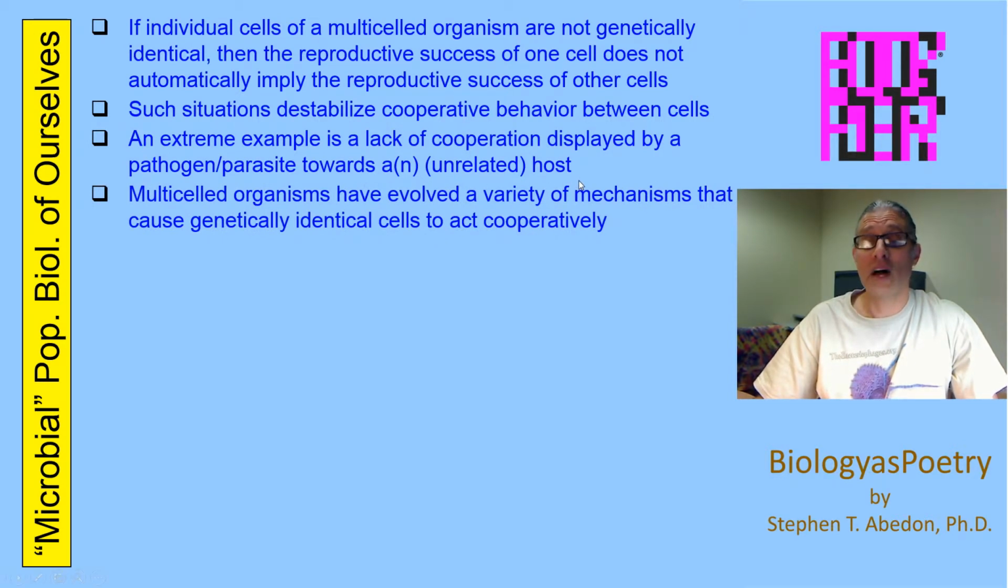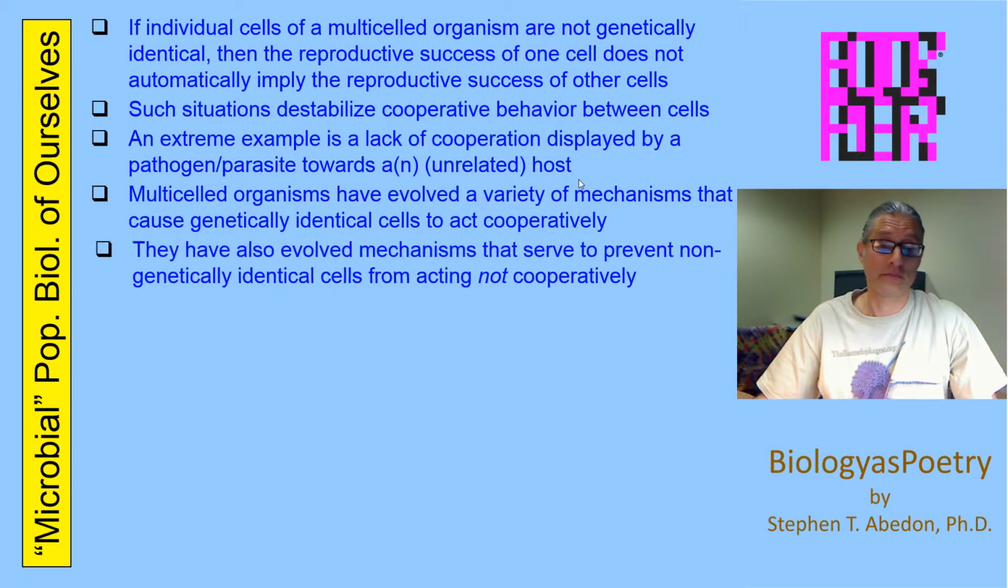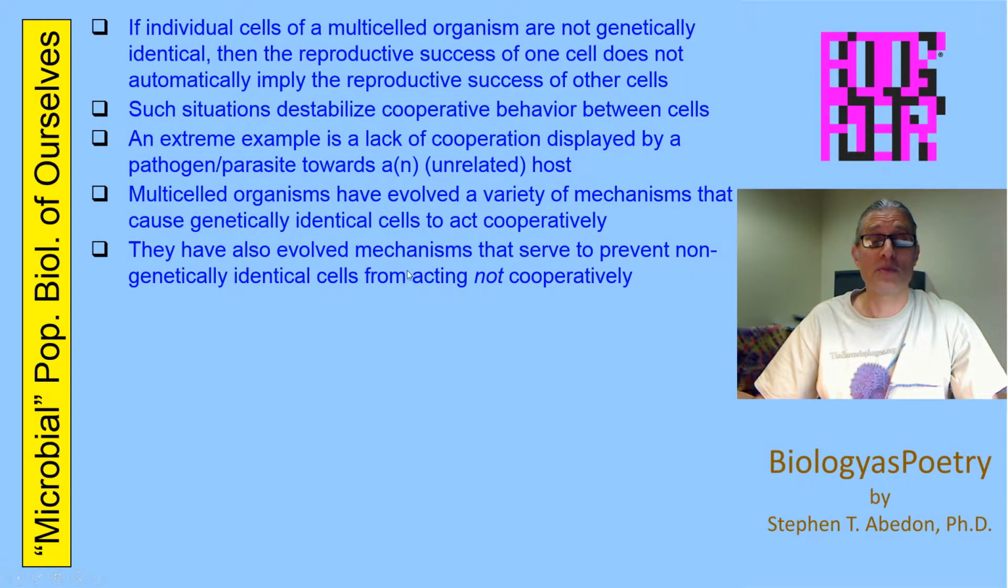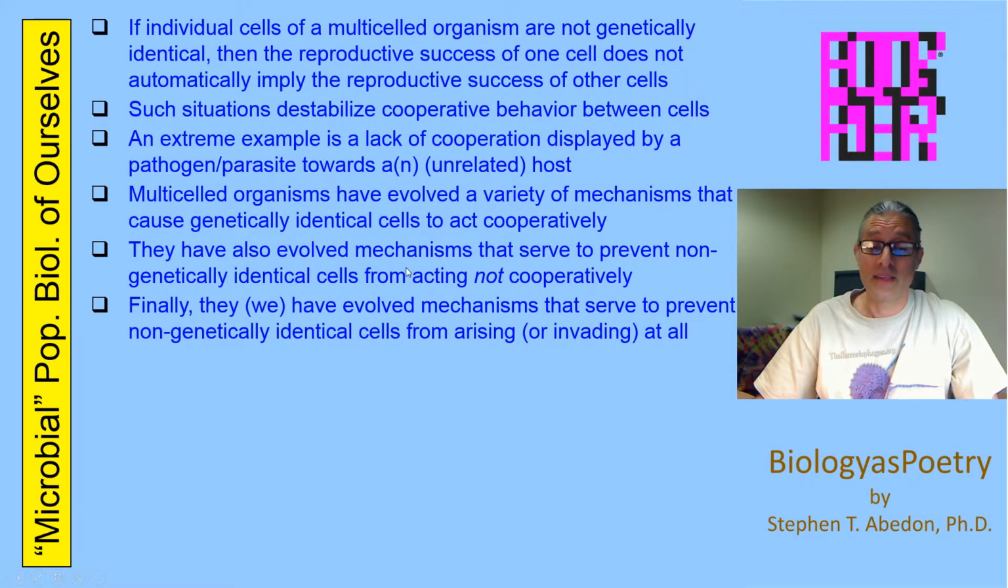Multicelled organisms have evolved a variety of mechanisms that cause genetically identical cells to act cooperatively. So it's best that we start with genetically identical cells, but there are different layers that are built upon that that assure that cooperation continues into the future. They also have evolved mechanisms that serve to prevent non-genetically identical cells from acting non-cooperatively. Finally, we have evolved mechanisms that serve to prevent non-genetically identical cells from arising or invading at all. The key is to keep the cells as genetically identical as we can, and to also assure that otherwise, regardless, the cells have incentive to act cooperatively.